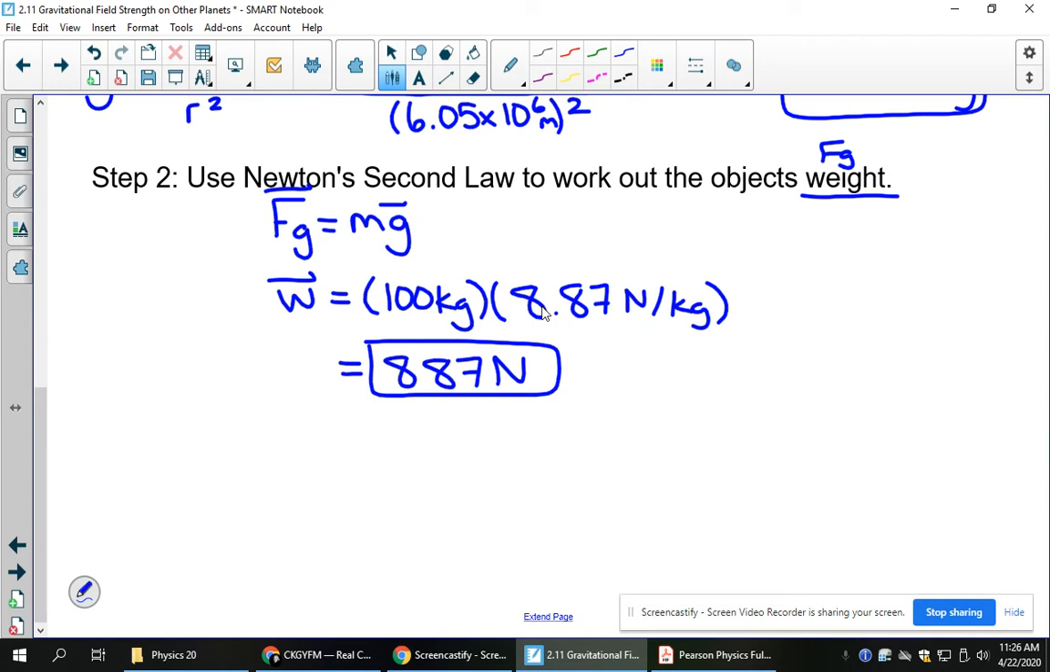You could put the direction in there because it is a vector. These are all going to be pointing towards the center of the planets, so towards the center of Venus.